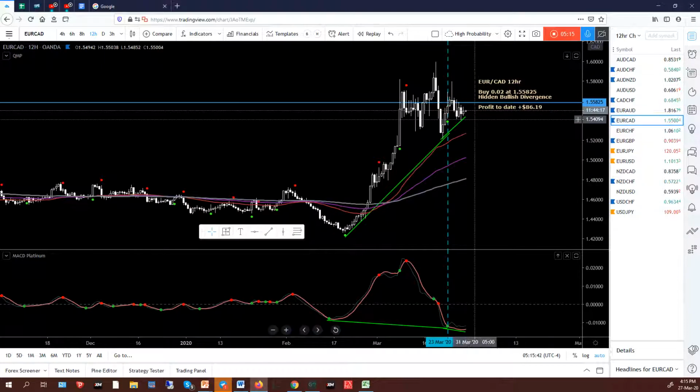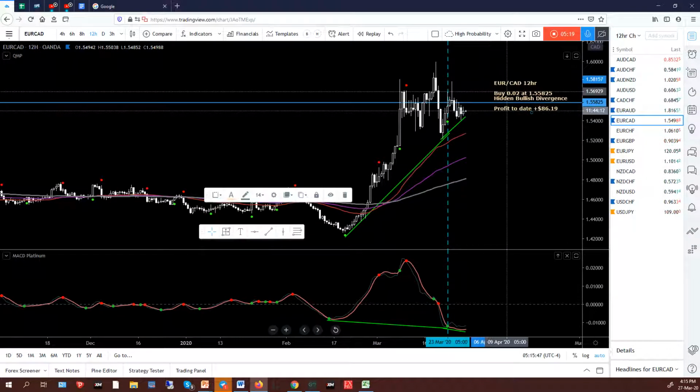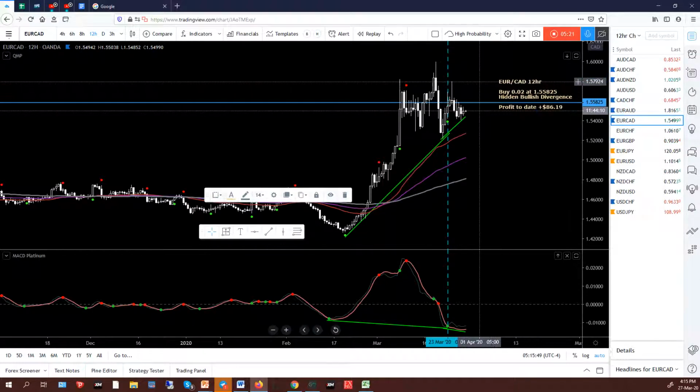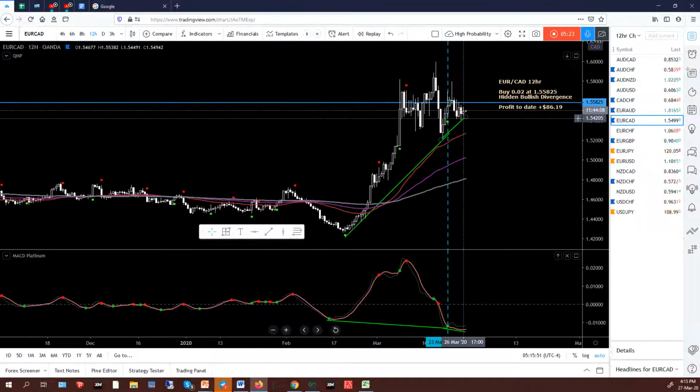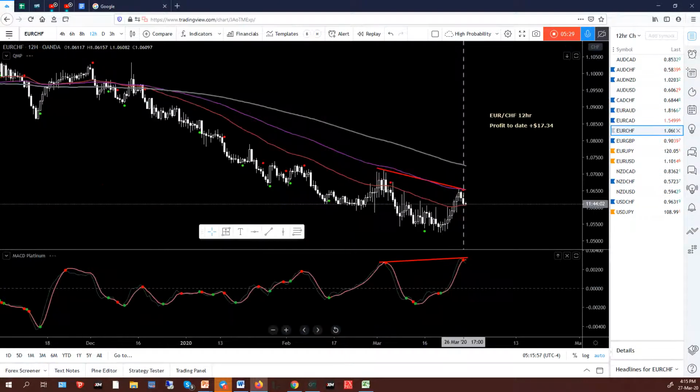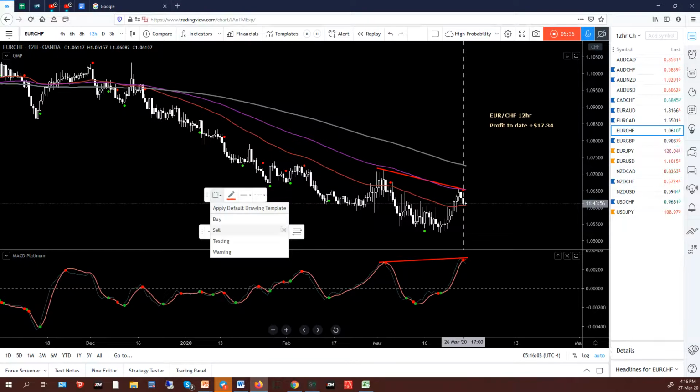Euro CAD, I think similar. Hidden bullish divergence. We're in a buy up here. It's gone against me. I'm starting to head up slowly. MACD Platinum still below the zero level, so no problem. Euro Swiss, again, it should be another red line through there.